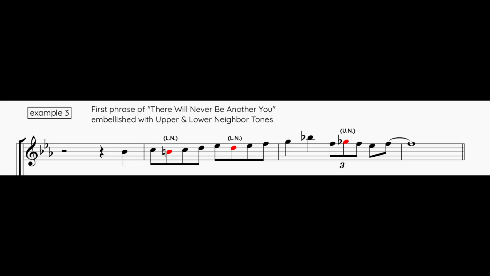So there we have 2 lower neighbor tones in bar 2. And then in the third measure, we have an upper neighbor tone that falls within a triplet grouping, and I'm using a hammer-on pull-off to execute that.